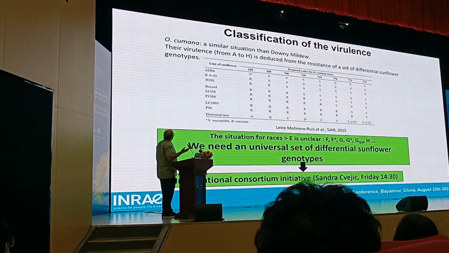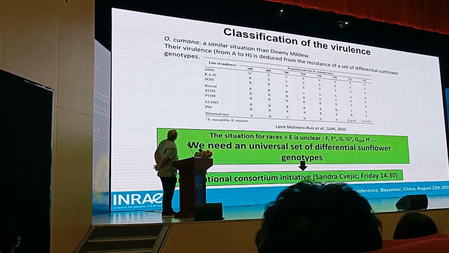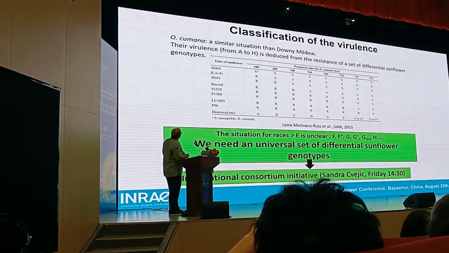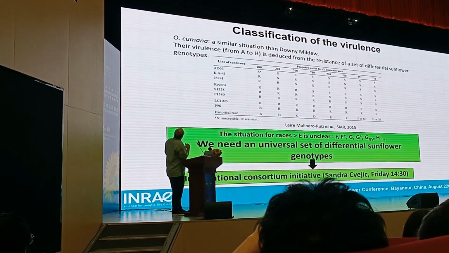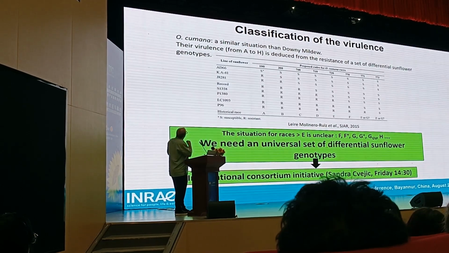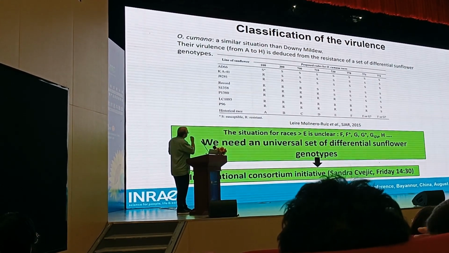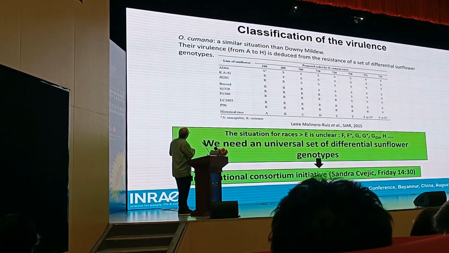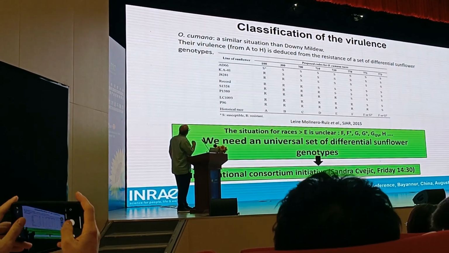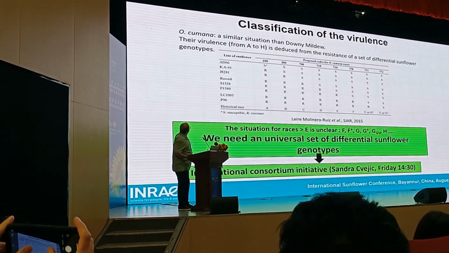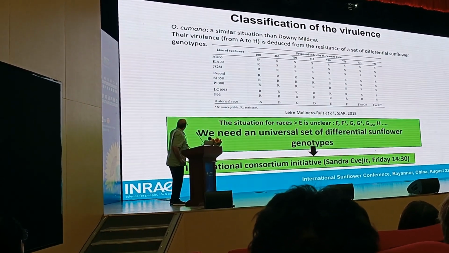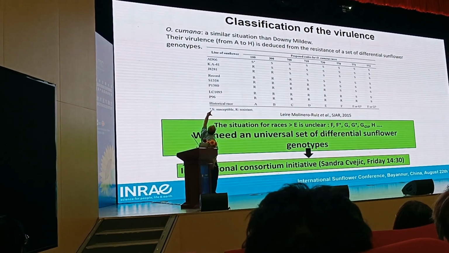And then Belen already talked about the classification of the virulence, and it's a really similar situation to the one with you. The virulence was differentiated with letters from A to H, A being the least virulent population, and it is deduced from the resistance of a set of differential sunflower genotypes. So here you have triplets of lines.